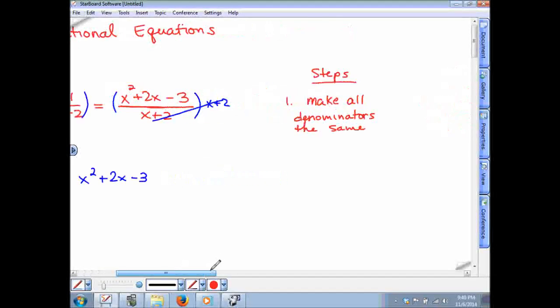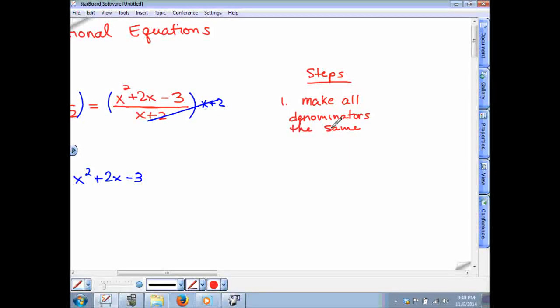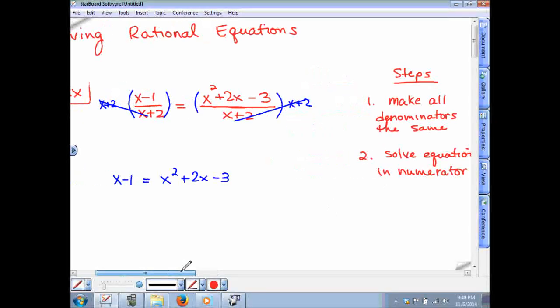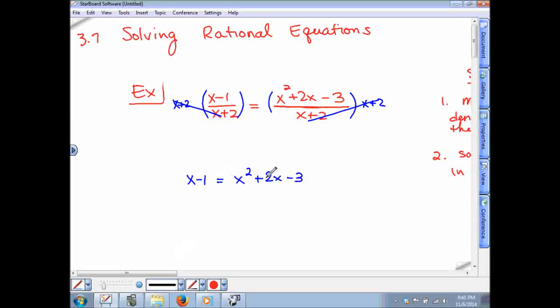So that's step 2. Once you've made sure that all denominators are the same, step 2 is to solve the equation in the numerator, which is this one right here.